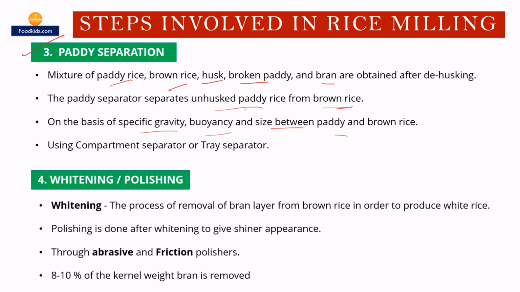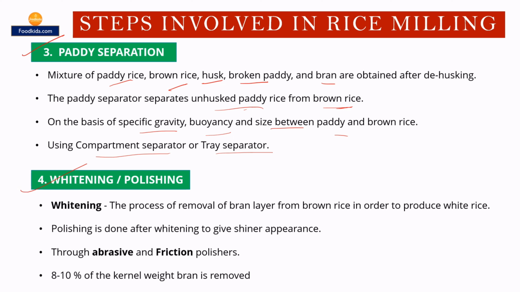There are two types of paddy separator, that is the compartment separator and the tray separator, which are used for paddy separation, and they use the difference in specific gravity, buoyancy, and grain length to separate the paddy and the brown rice. Next, the fourth step is whitening and polishing.